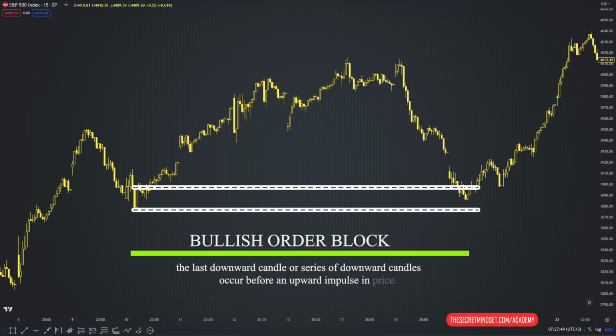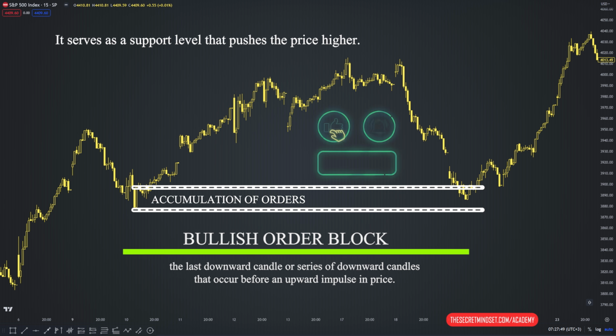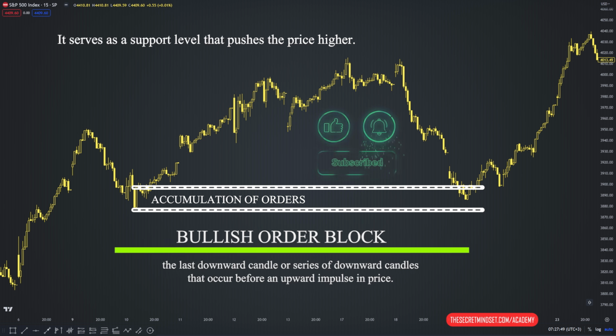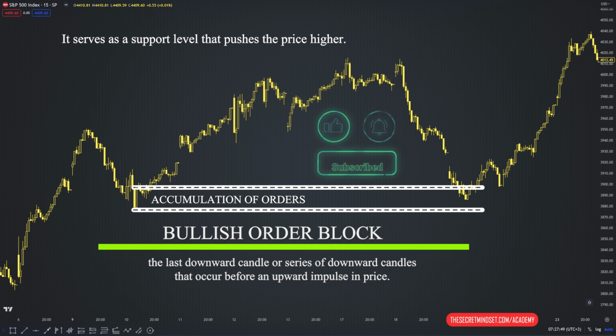A bullish order block refers to the last downward candle or series of downward candles that occur before an upward impulse in price. It serves as a support level that pushes the price higher. These order blocks signify the presence of buy orders from institutional traders and banks, essentially representing an accumulation of orders at that specific price level.